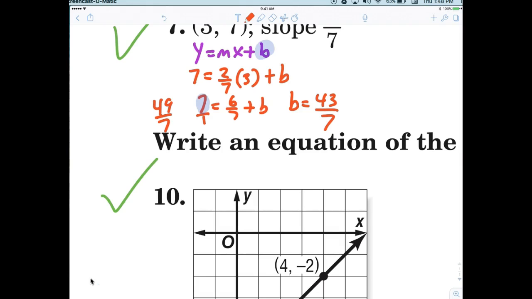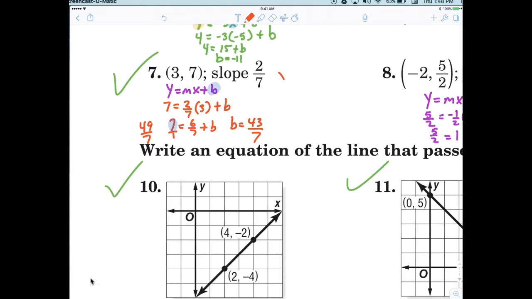So now our equation is y equals 2 sevenths x plus 43 sevenths. That's your answer. Again, I do not think that's that difficult. I really don't think it's that difficult. The difficulty lies in the fractions. And that's why we practice the fractions. And that's why you pay attention, and let me show you. If there's any doubt about your fractions ability, we need to take care of business.